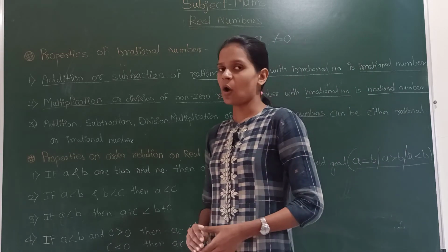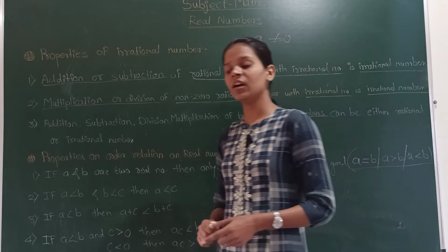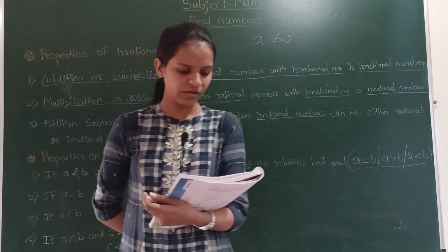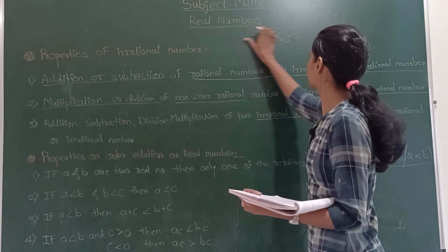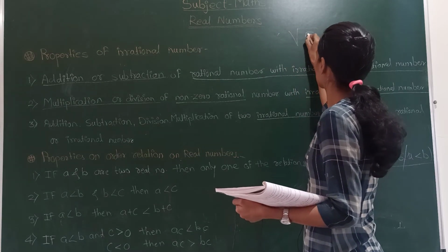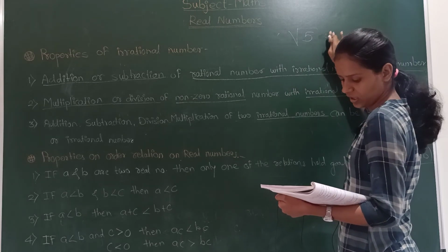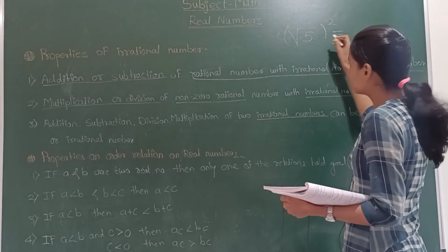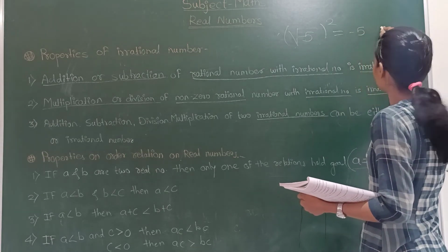Today we have seen properties of irrational numbers along with properties on order relation on real numbers. After that we will see the square root of a negative number. Suppose we have to calculate the square root of 5. Suppose we do it like this, then it will become negative 5.